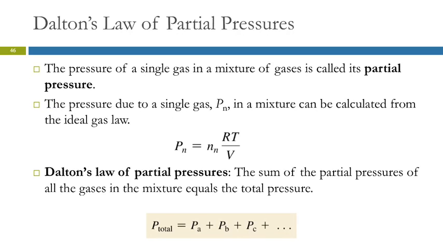And that pressure is going to depend on the number of moles of the gas, the volume of the container, and the temperature. And so we could calculate the pressure due to a single gas, just some gas N. It'll be the number of moles times RT over V. That's the pressure for one gas. Dalton's law of partial pressures says that the total pressure of a mixture is the sum of the pressures of each individual gas. So this is a little bit like looking at a box of fruit.